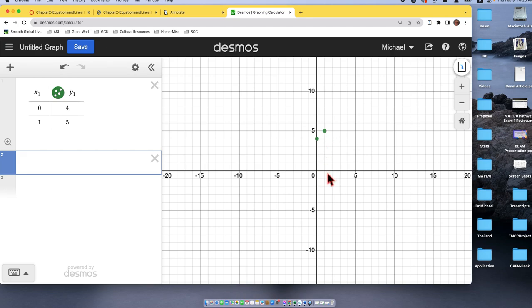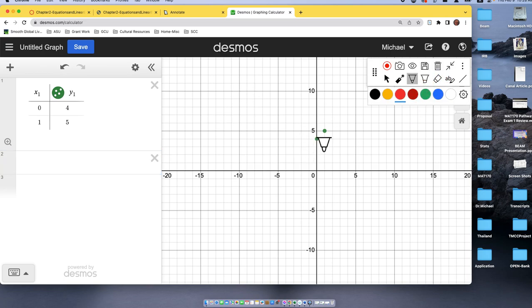The next point is at (1, 5). So think about it. If I was at (0, 4), how would I explain to somebody how to get to the next point, if you've only got four directions that you can go? Starting here, do I go up or down or left or right? I could go right. How far? One. And then up one.